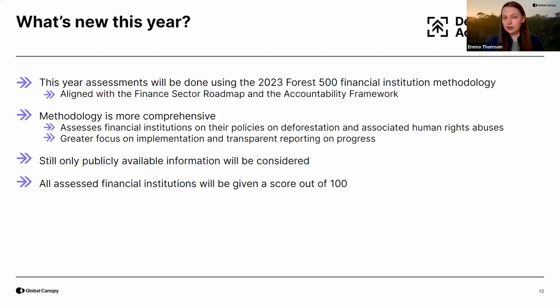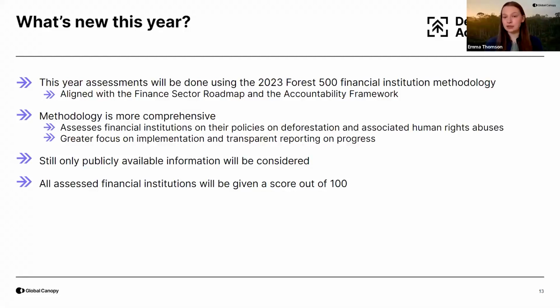And to go through what's new this year, what's different, as there are quite a few things. The first is that this year our assessments will be done using the 2023 Forest 500 financial institution methodology. As I mentioned, that methodology is aligned with the finance sector roadmap and the accountability framework, and is a methodology that has been annually reviewed since 2014 when it was first used, and is a well-established methodology for finance sector action on deforestation.